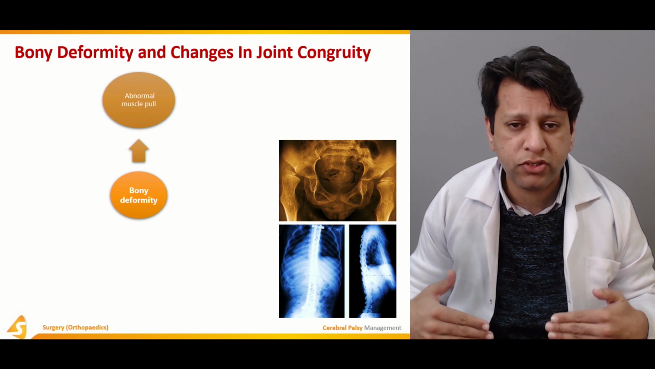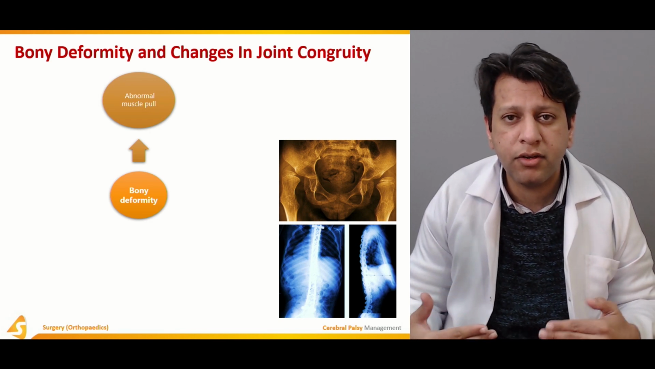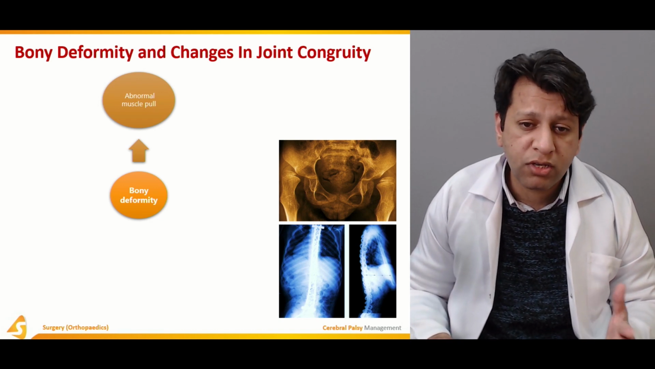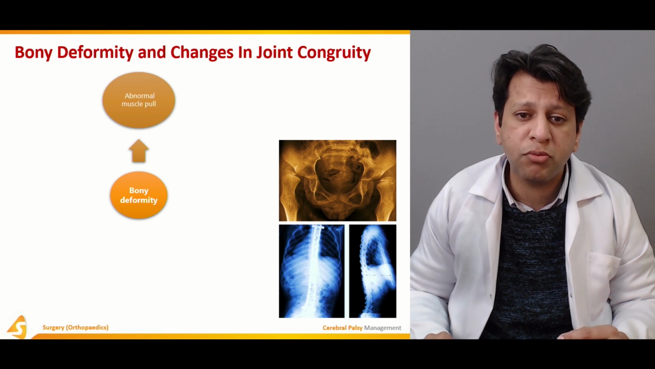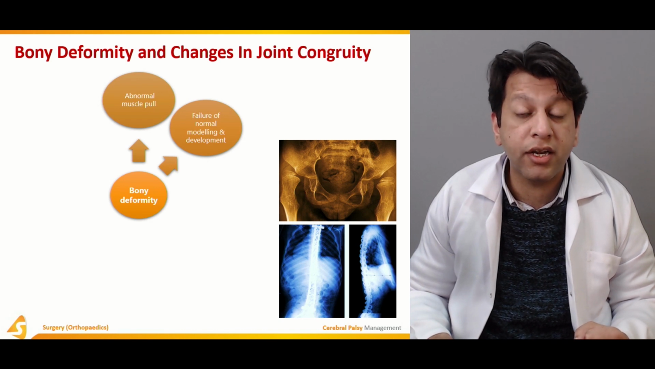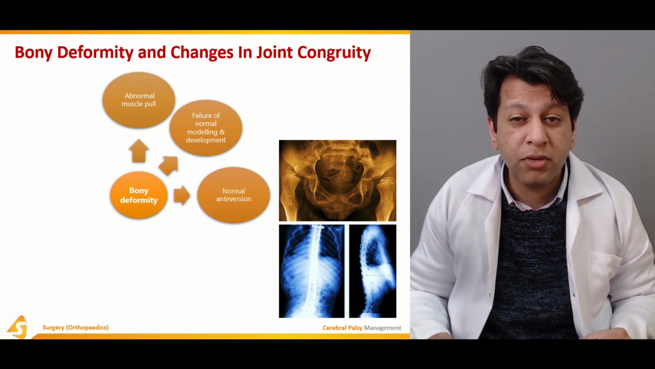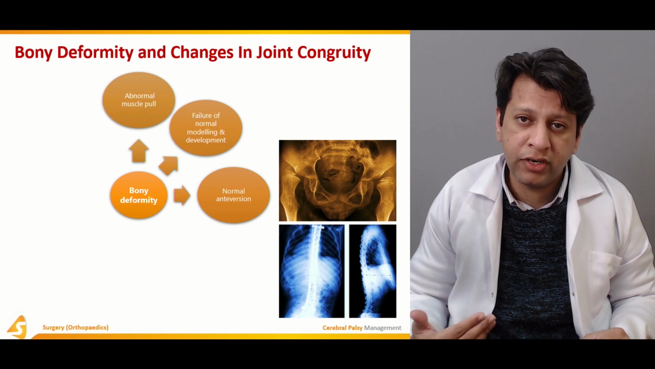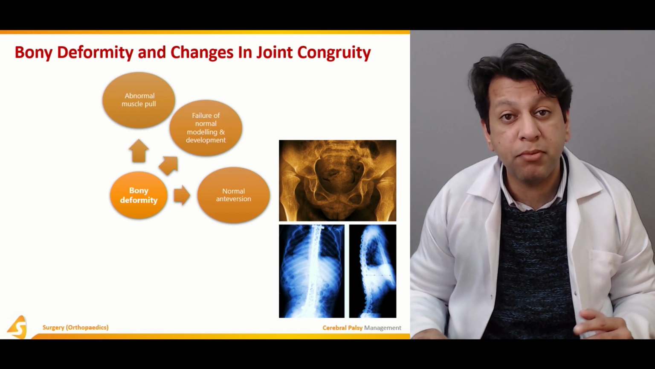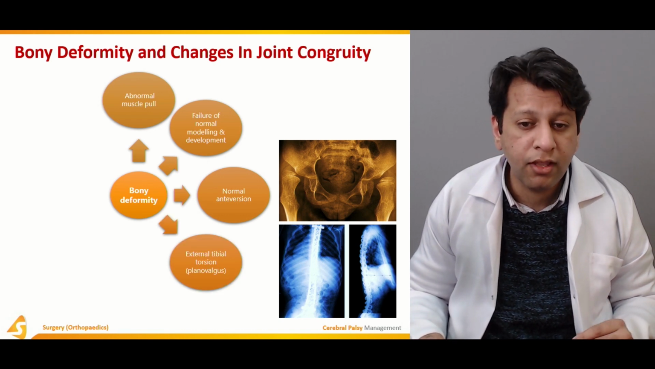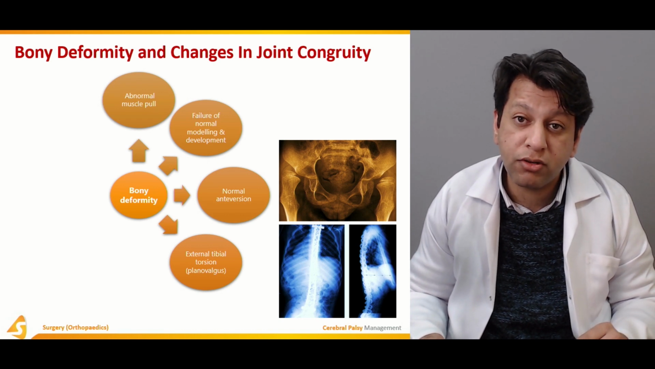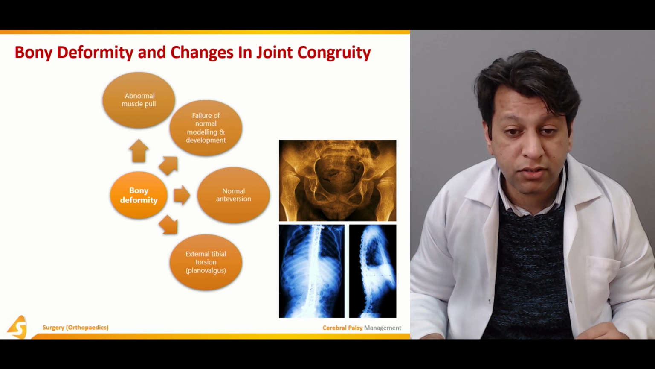Now all this has to be first established, and then we have to set a goal for what kind of treatment we need for this child. So coming to the bony deformities, this could be due to abnormal muscle pull, failure of the normal modeling and development. There may be an abnormal anteversion. Usually a female is in 10 to 15 degrees of anteversion, but in these children they may be retroverted as well, may be associated with external tibial torsion, and if there's too much external tibial torsion we may have to go for some kind of osteotomy.